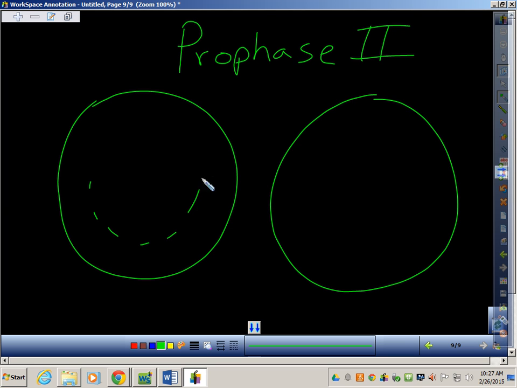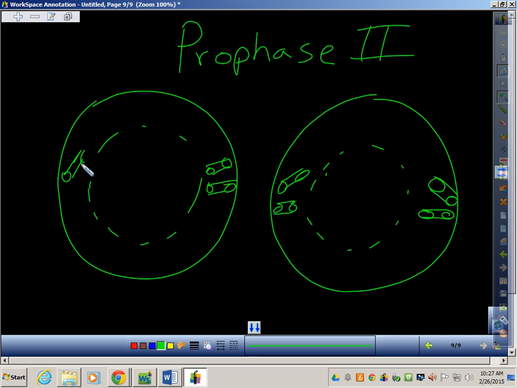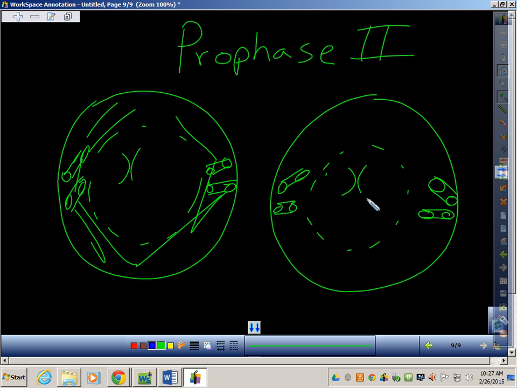So in prophase 2, any nucleus that's there would have started to break down. My centrosomes never really went away. They'll still be there. Sometimes the nucleus doesn't even reform in between the divisions. Spindles start to form. And of course, I have my chromosomes inside of each cell, getting ready to divide, right?